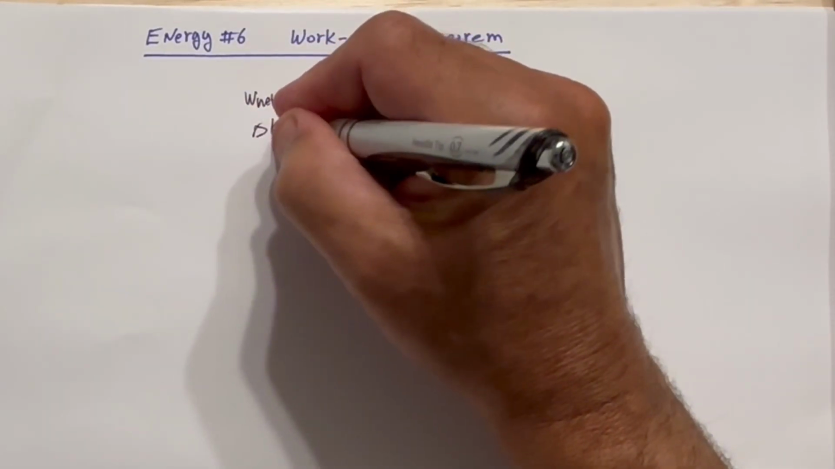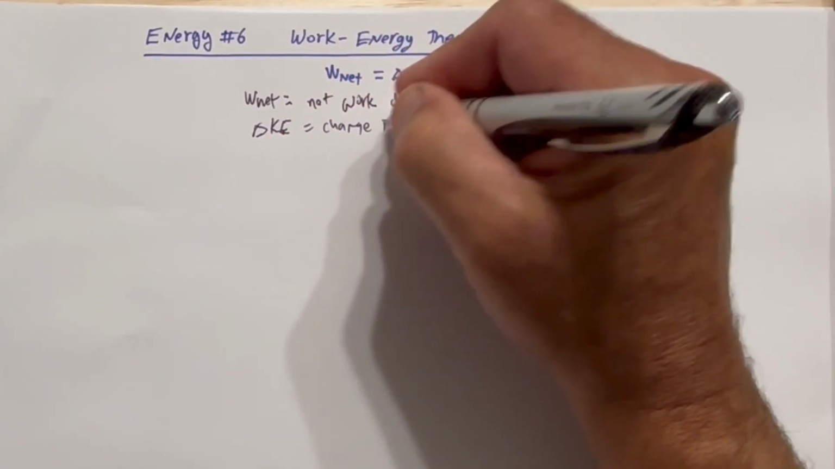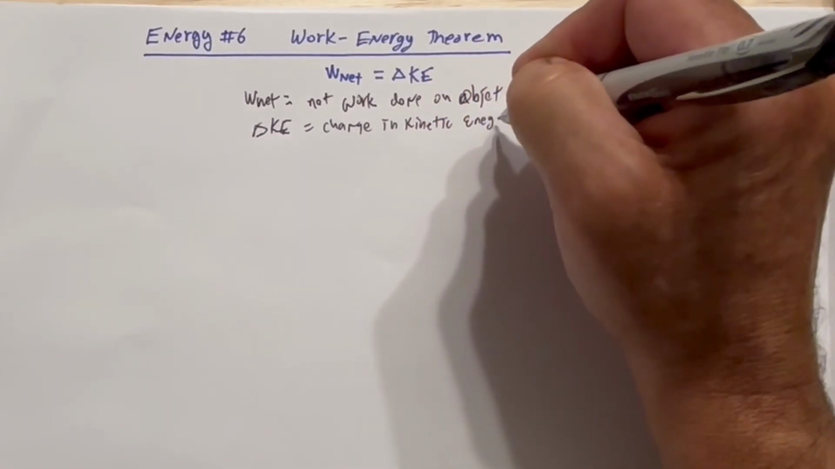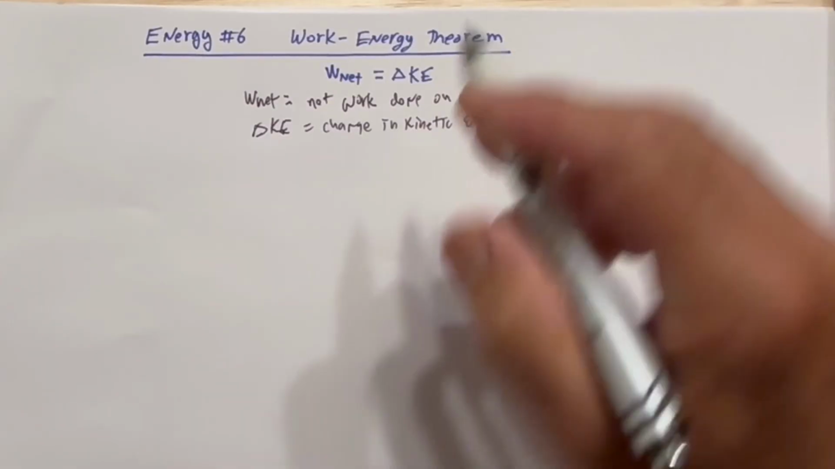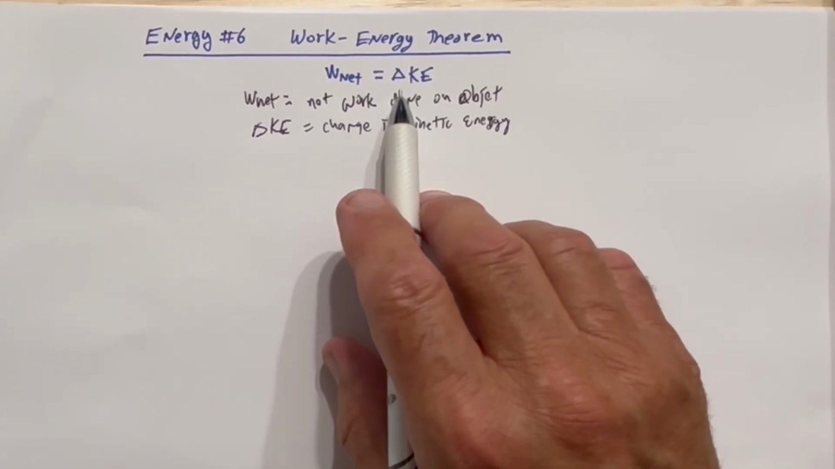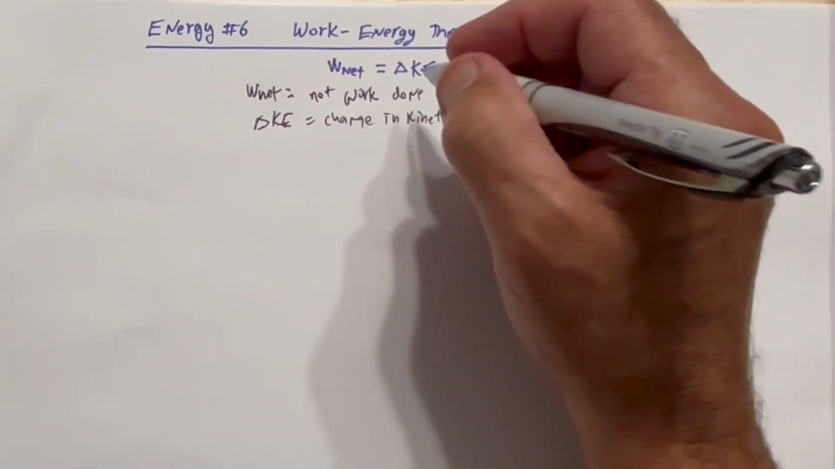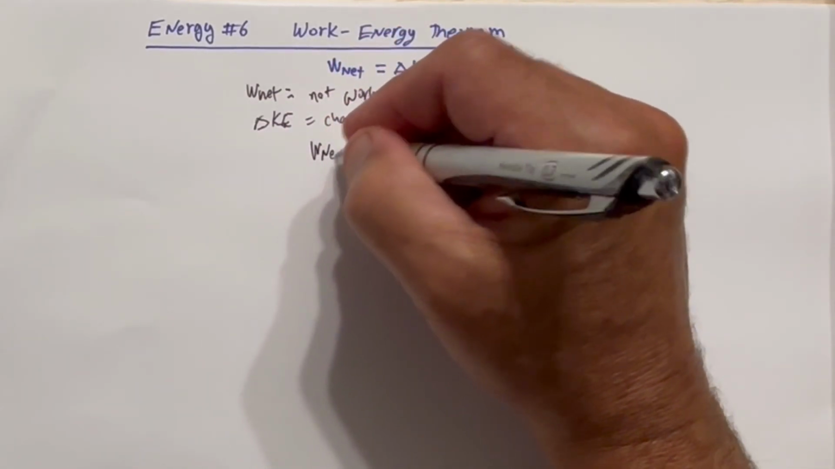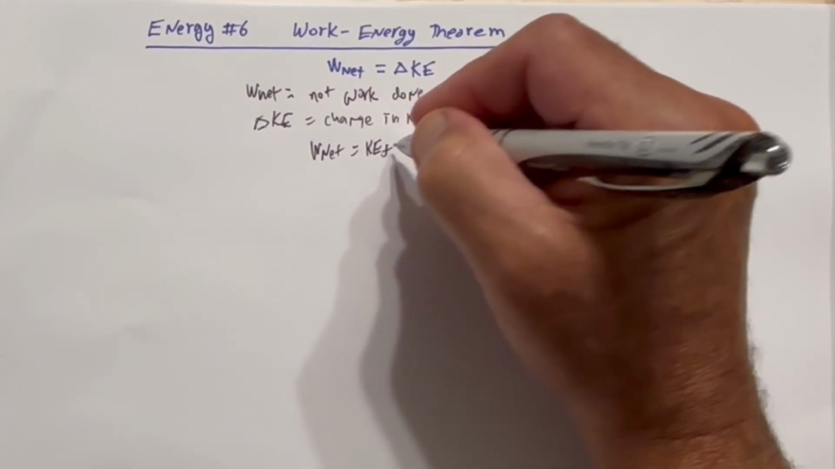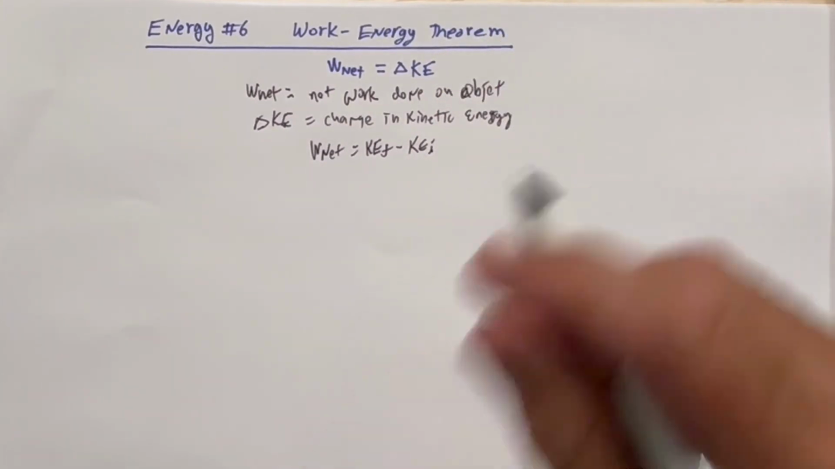And then this delta KE is the change in kinetic energy. And we've seen work and seen kinetic energy in previous videos. So what we'll do is derive this and just understand it a little bit better. So if we want to expand this out, the work net is equal to the kinetic energy final minus the initial kinetic energy, because that's just the change in kinetic energy.